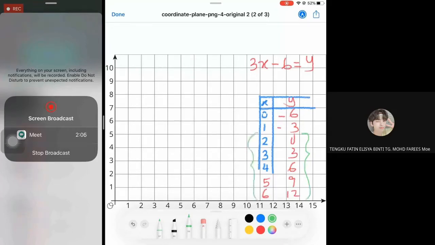Alright, so we are going to start plotting the graph now. X2, Y0. So X2 kat sini, Y0 sinilah. Kemudian X3, Y3 over here. Then X4, Y6. Lukis bagi tepat. X5, Y.